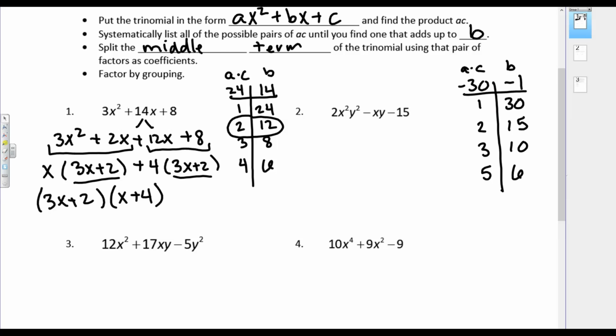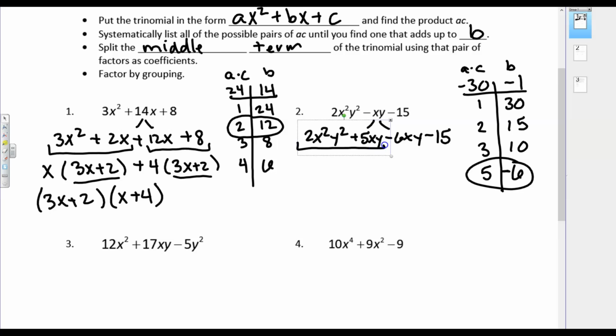Well, when I look at these, none of these with both of them positive add to negative 1, but here, if I make the 6 negative, 5 plus negative 6 would add to negative 1 and multiply to negative 30. So all of my signs will work. So that's what I'm going to use to split the middle term. So I have 2x squared y squared, then this middle term splits to plus 5xy minus 6xy minus 15. It doesn't matter what order you put the split terms in. I could do the 6 first or the 5 first. It doesn't matter. All that matters is that your sign is what it needs to be.